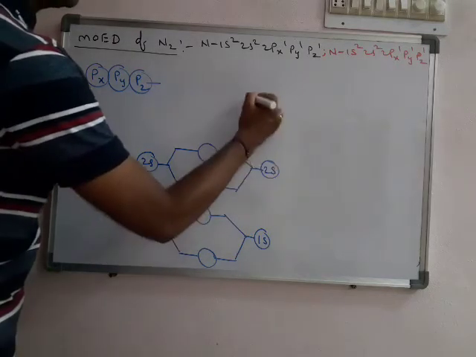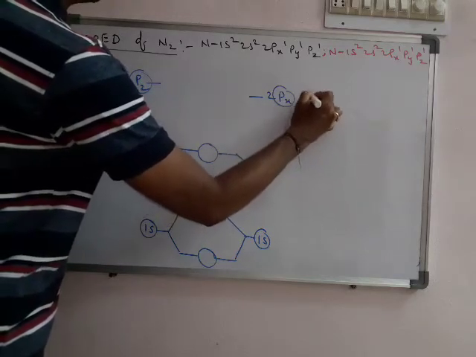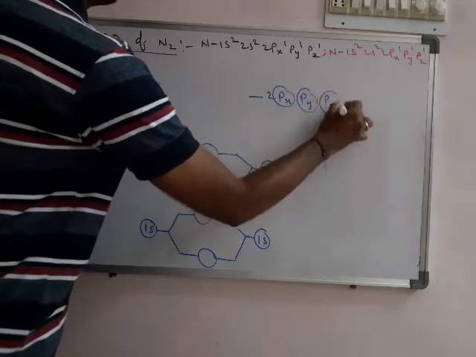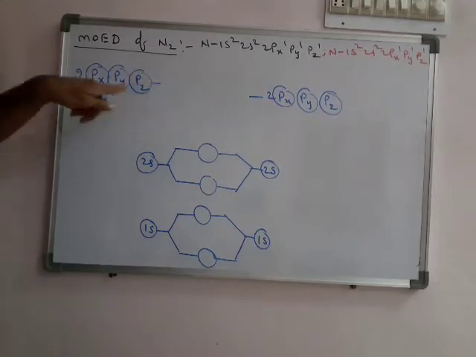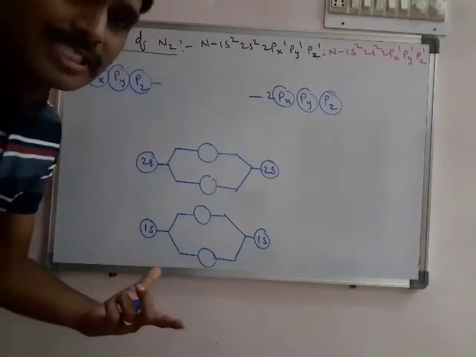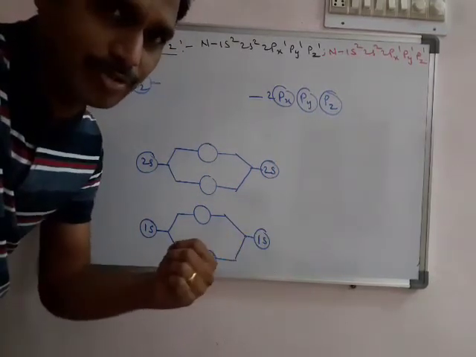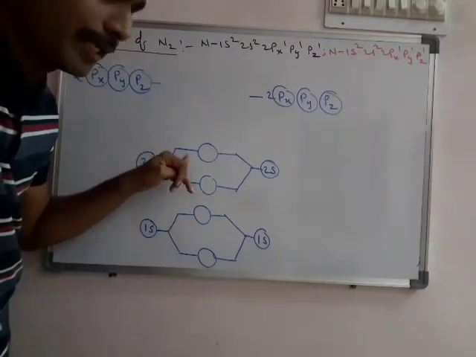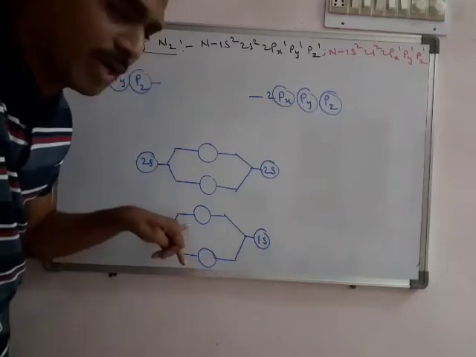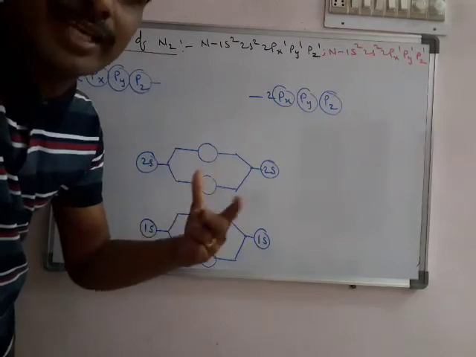Next, here again there are the 2px, 2py, 2pz of the second nitrogen. They combine together. In total, 3 plus 3, 6 orbitals participated, so 6 will be formed: half with lower energy, half with higher energy. Three are in the lower level and three are in the higher level.